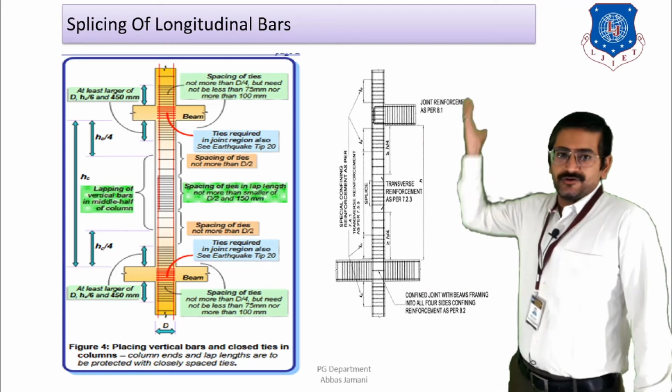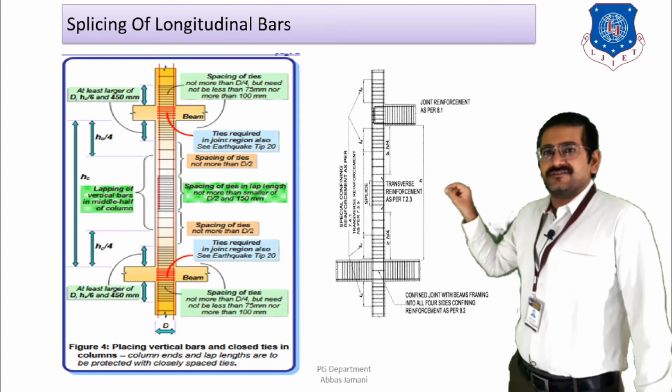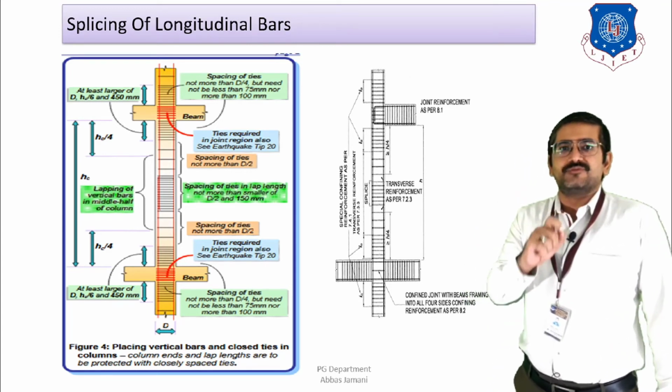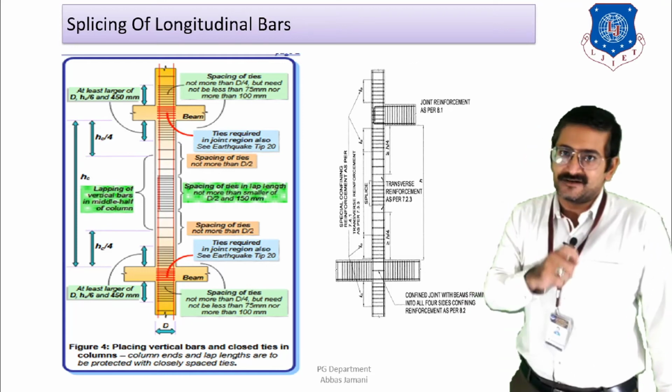The same thing will continue on the upper side also. But the important thing to be noted is that the central portion will be the point of contraflexure, that is the point where the moment diagram is likely to change its position, or you can say change its sign convention, right?